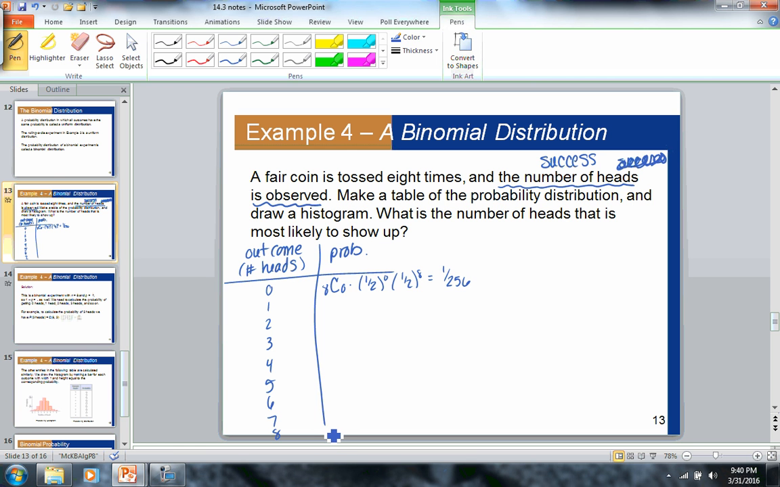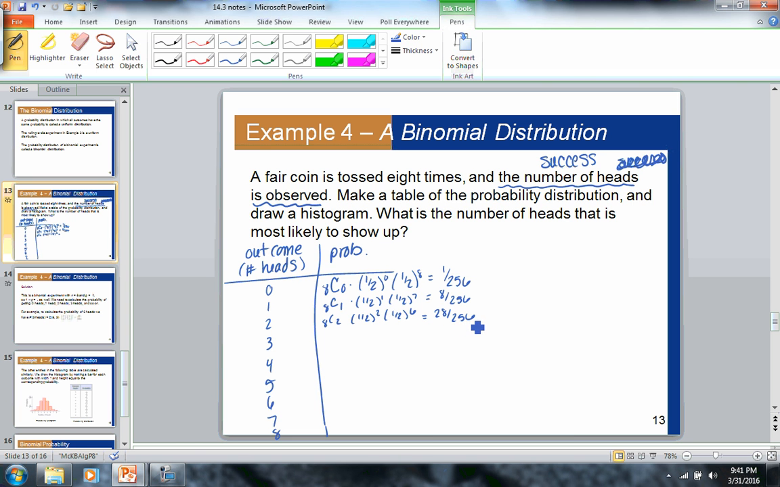Okay. And then for getting 1 head, we'd have to do 8 combination 1, and then 1/2 to the 1st power, and 1/2 to the 7th power for our failures. So this is going to be 8 out of 256. And then we would keep going. We would do 8 combination 2, 1/2 to the 2nd, and then 1/2 to the 6th. So we want our successes and our failures. And this is going to be 28 out of 256.